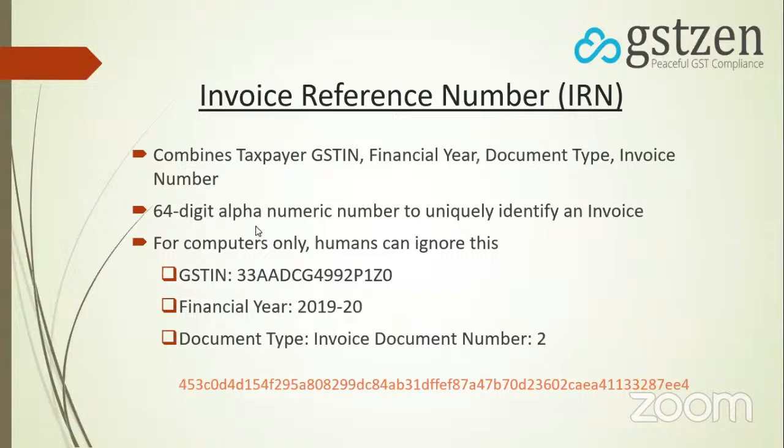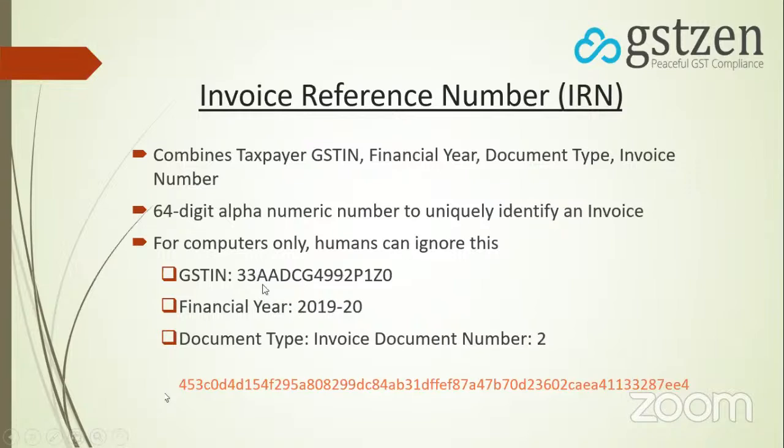Let's look at some of the terms and definitions that come with e-invoicing. Invoice reference number. So, what is IRN? It is a combination of taxpayer GST, financial year, document type, and invoice number. As long as these four combinations remain the same, you would not be able to generate multiple invoices for these four details. So, IRN is a unique combination of all these four details. It is a 64-digit alphanumeric number to uniquely identify an invoice.